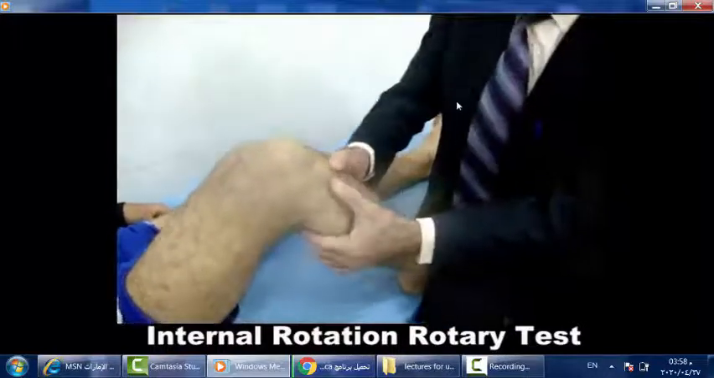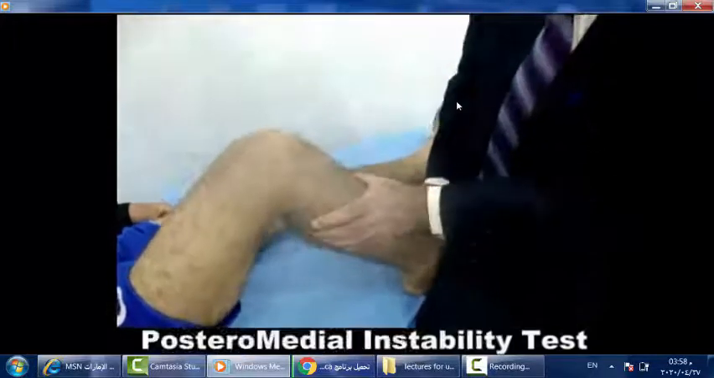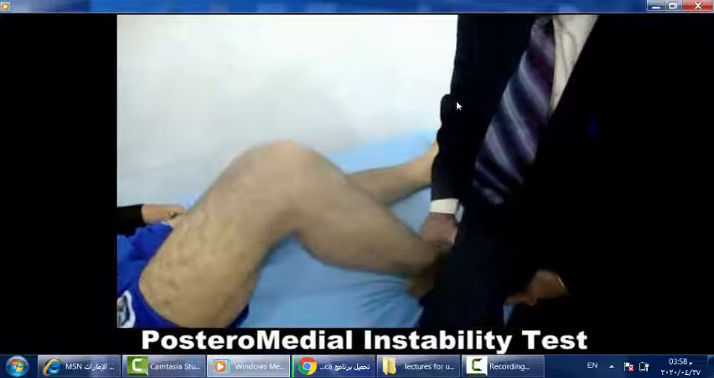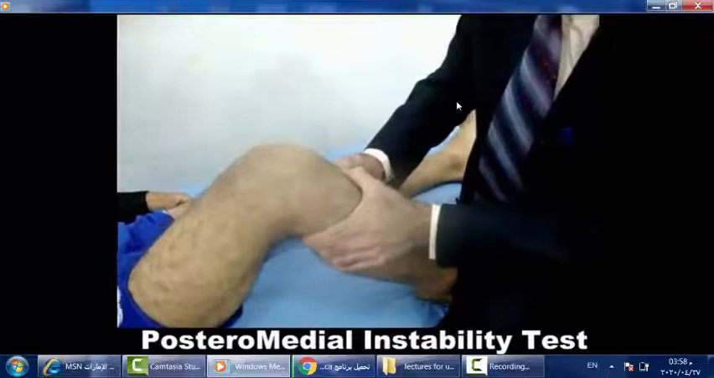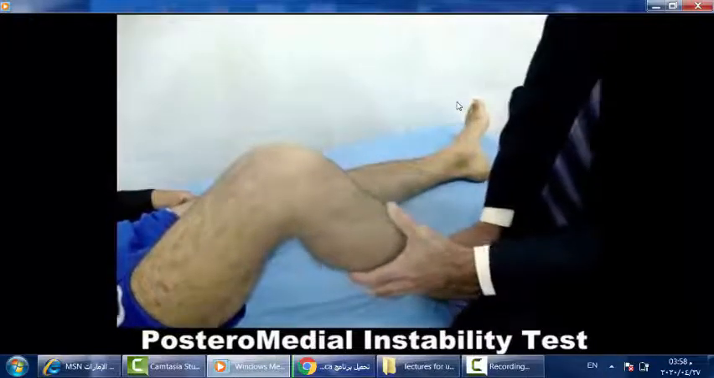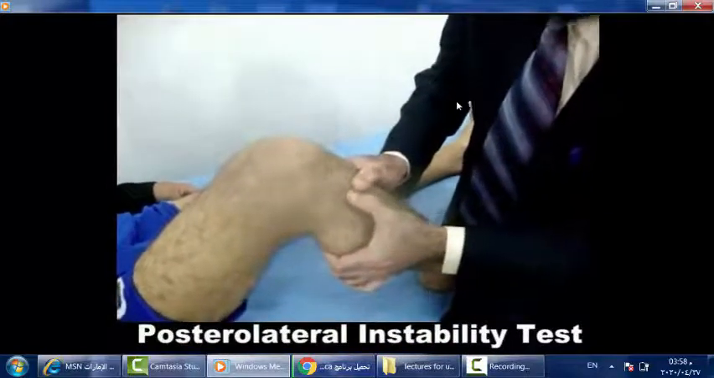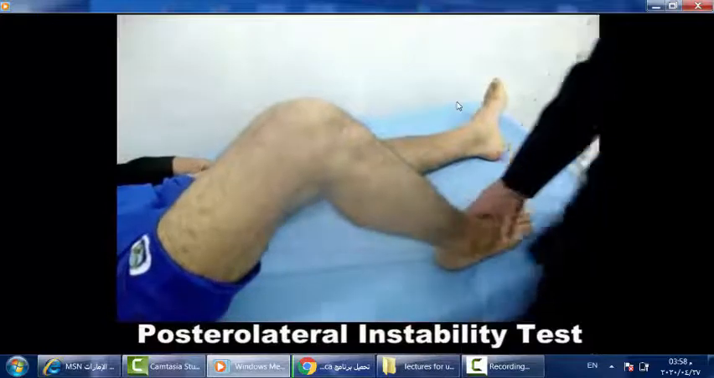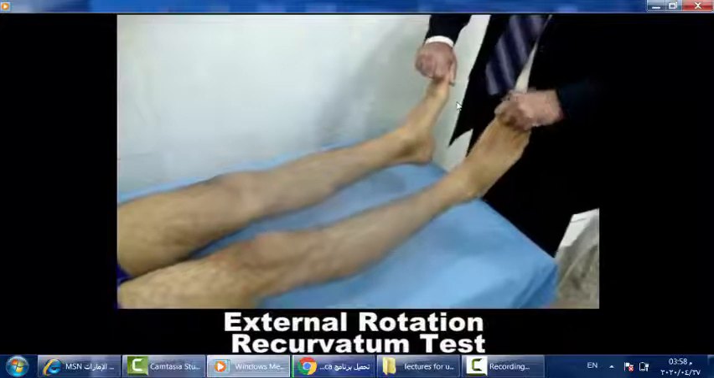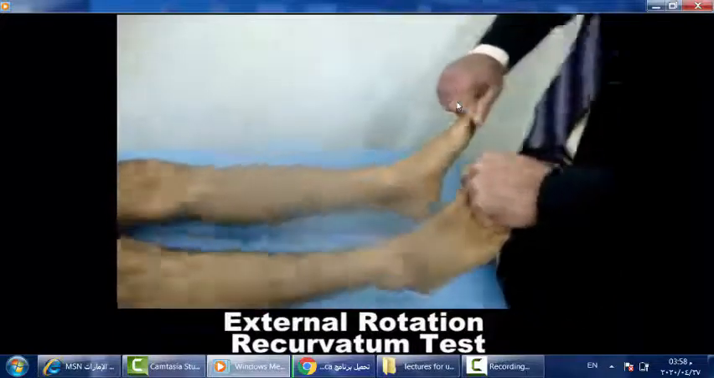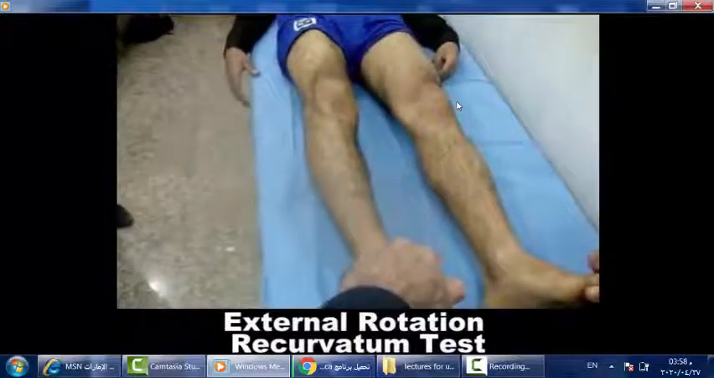And the internal rotation rotary test is for examination of the ACL and LCL when they are injured together. It is the same as a drawer test, but the difference is the foot is externally and internally rotated. This is the posteromedial instability test, and this is the posterolateral instability test, by pushing the upper tibia backward on an internally rotated leg. And this test we call the external rotation recurvatum test, holding the legs from the big toe. If the posterolateral complex has been injured, the leg goes into varus, external rotation and hyperextension.